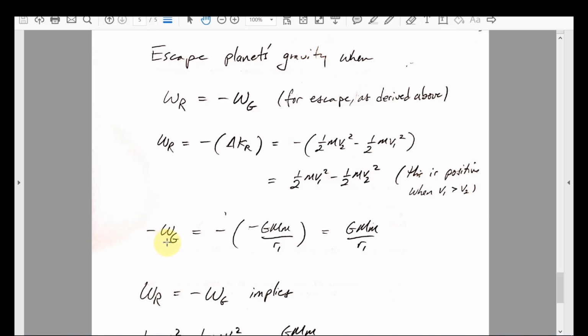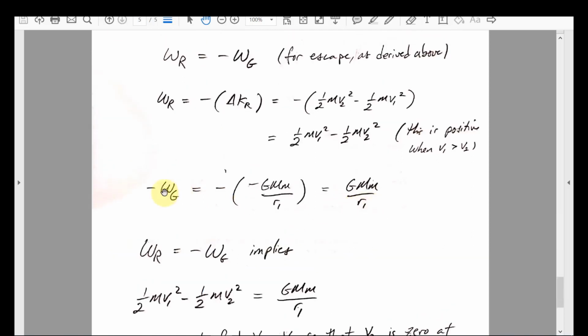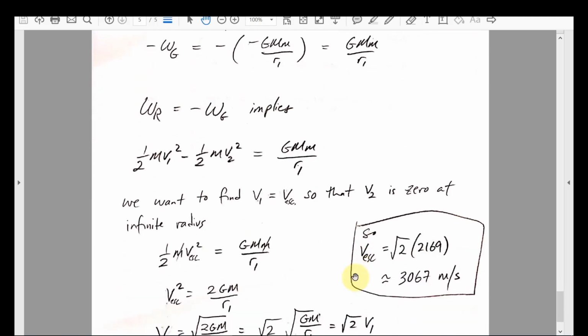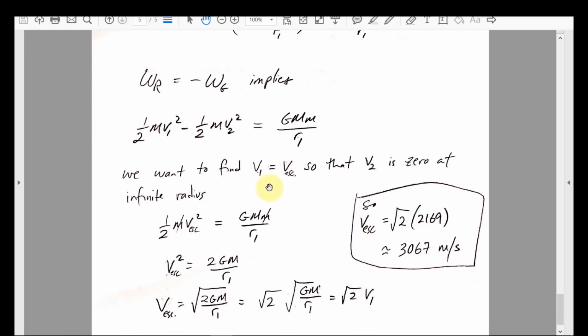So the opposite of the work done by gravity as derived above for escaping the planet's gravity is negative of this value that we just computed above back here. So the opposite of the work done by gravity is this positive value. So we want that work done by the rocket to be this positive value. And the work done by the rocket, positive, this value, has to be equal to this GMm over R1. And when we're looking for the escape velocity, we're looking for that initial velocity V1 that will cause us to escape the gravity of the planet.